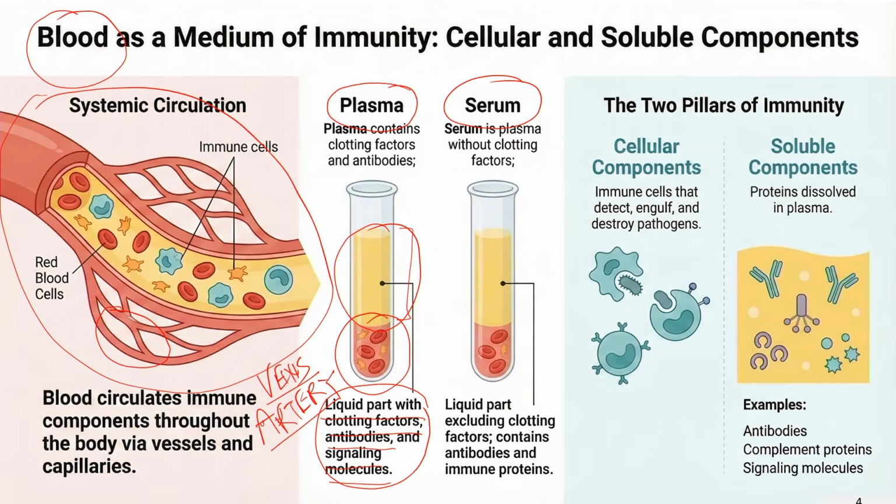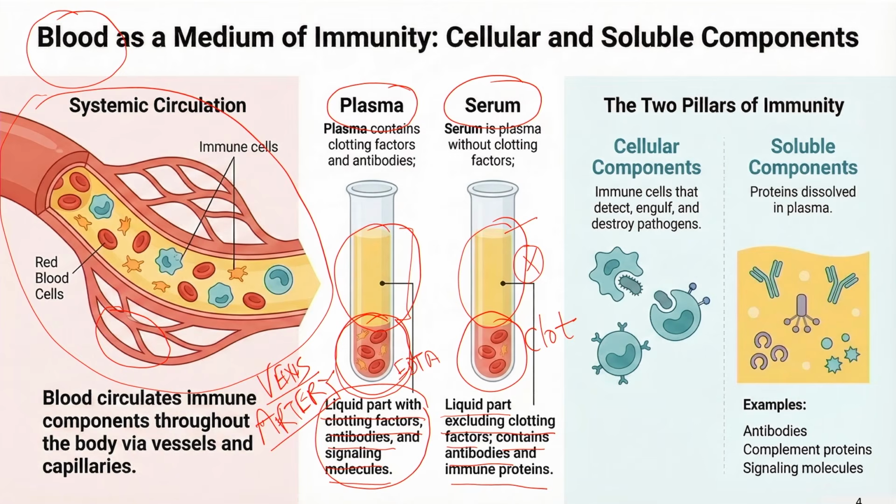So what is the actual difference? I will emphasize here. The plasma, this portion, is still the fluid part because we have added an anticoagulant such as EDTA, and here we don't have any anticoagulant. That means this is purely a clot form. So this is actually a clot of the blood, and what we get on top of the clot is a small volume, what we call serum. We can also call it the liquid part excluding the clotting factors, again containing the antibodies and the immune proteins. That is the content of serum.